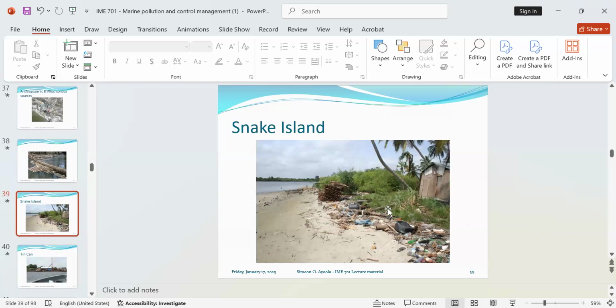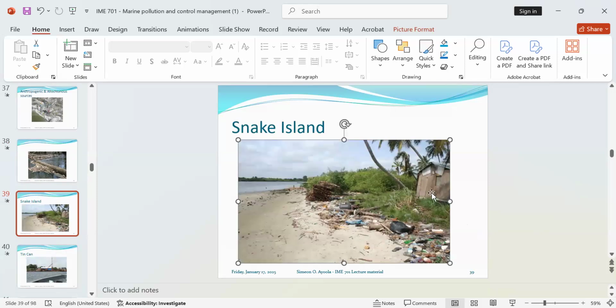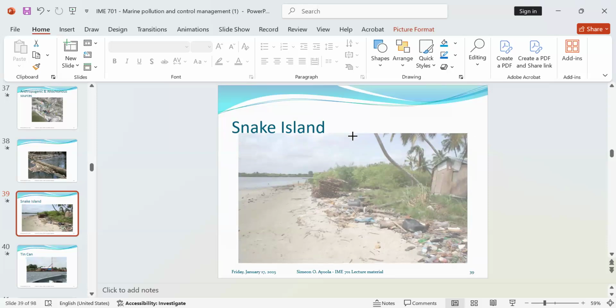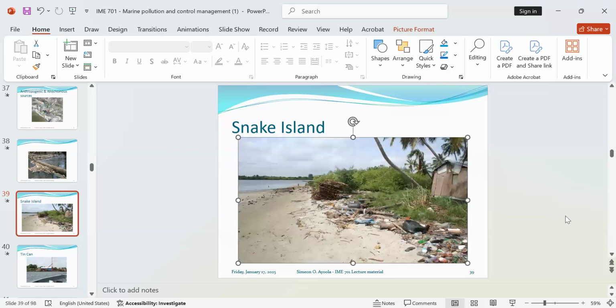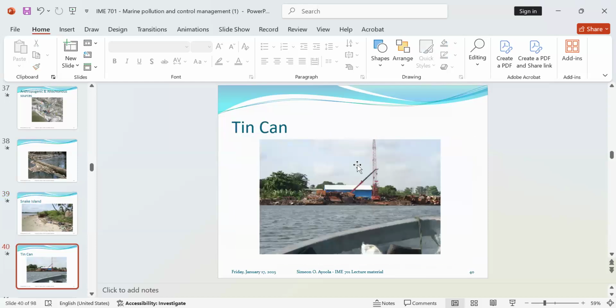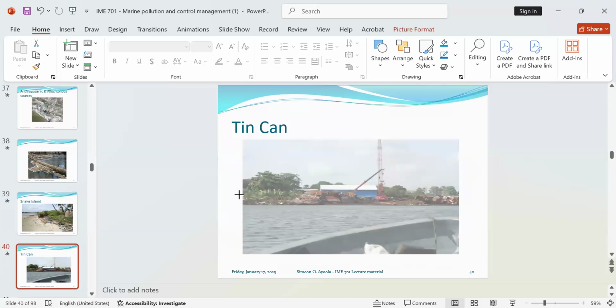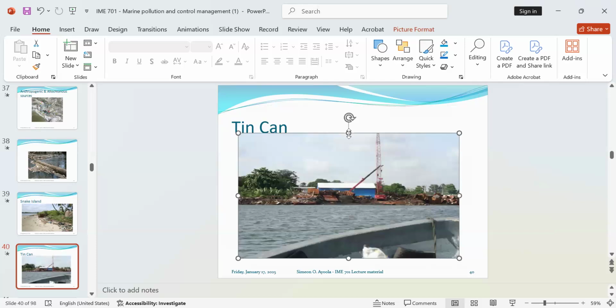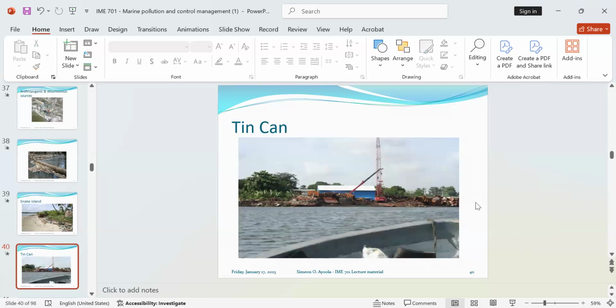Now, this is Snake Island years back. Look at the level of pollutant. I think part of the place you are going to visit is Snake Island, so prepare yourself during the field excursion. It's part of the area you are going to visit. Then Tinkan Island. At least many of you are familiar with Tinkan. And you can see the level of pollution in that water body also, majorly from most of the vessels or cargoes that are bringing most of those goods.